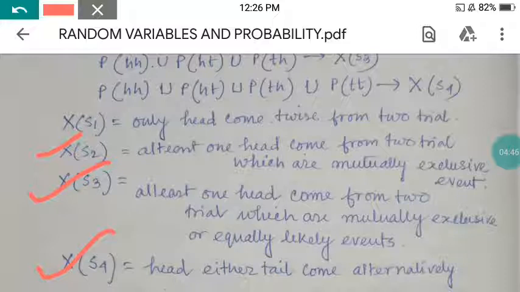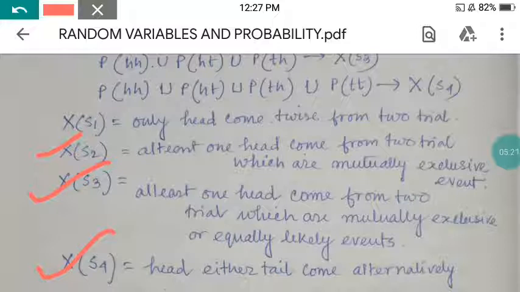So what is the associated probability? P of HH is 1/4, P of HT is also 1/4, P of TH is also 1/4, as they are equally likely cases, so we can write that as half. So P of TT is also 1/4. So 1/4 plus 1/4 plus 1/4 plus 1/4. If you are summing them all up, it will give the final value as what? 1. So X of S4 has a total of 1.